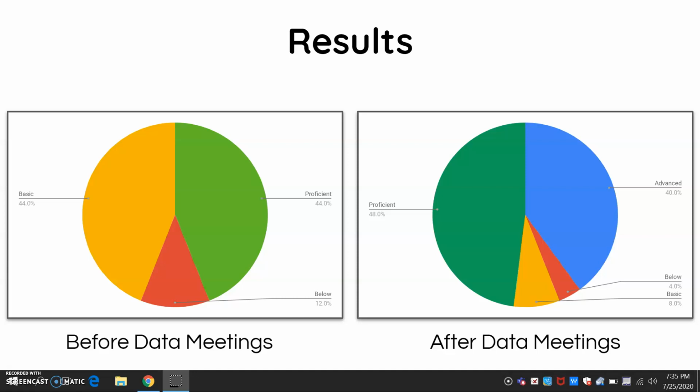So before, we had 11 students who were proficient, 11 who were basic, and 3 who were below. After the data meetings, we had 10 students who were advanced, 12 proficient, 2 basic, and 1 below. The before was the average of all classroom scores, and after is the average of all end of unit tests and projects after data meetings.